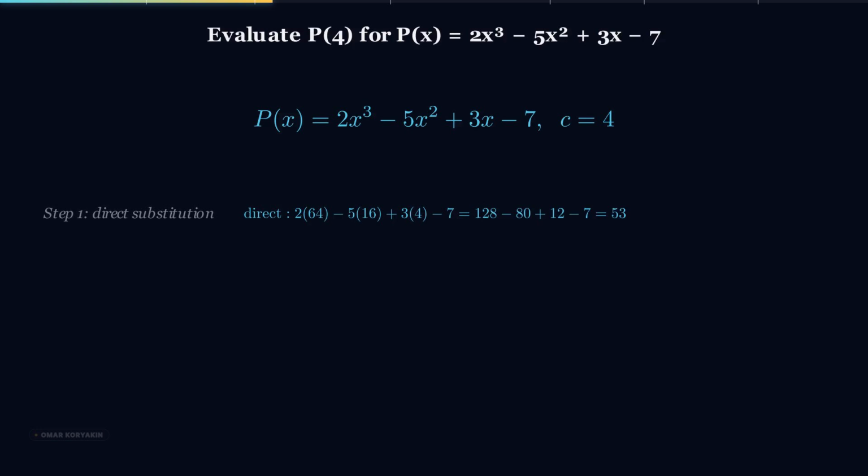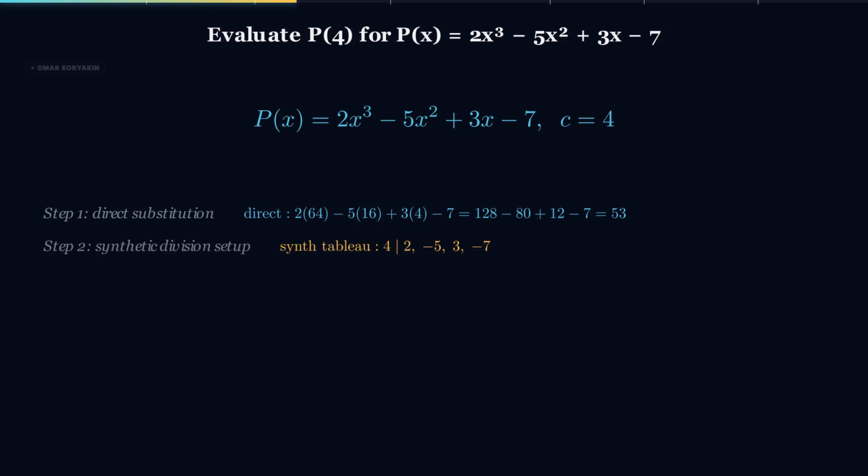Step 1. Direct substitution. Plug x equals 4 into p of x. Compute term by term. 2 times 4 cubed equals 2 times 64 equals 128. 5 times 4 squared equals 5 times 16 equals 80, with a negative sign making it negative 80. 3 times 4 equals 12, constant negative 7. Sum: 128 minus 80 plus 12 minus 7 equals 53. So p of 4 equals 53 by direct substitution.